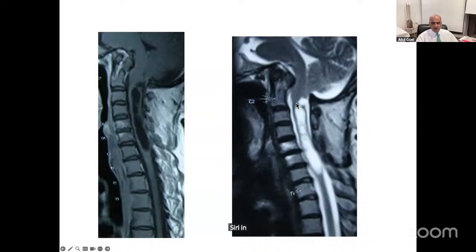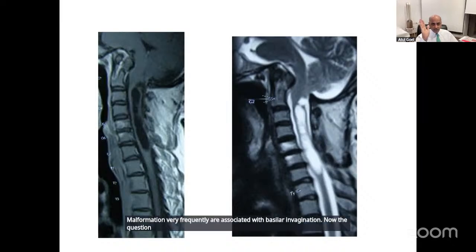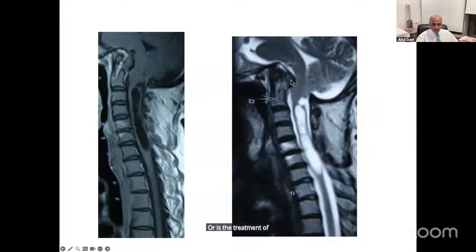Syringomyelia and Chiari malformation very frequently are associated with basilar invagination. Now the question is, is basilar invagination a different entity? Or is the treatment of Chiari in the presence of basilar invagination different? So these are the questions.